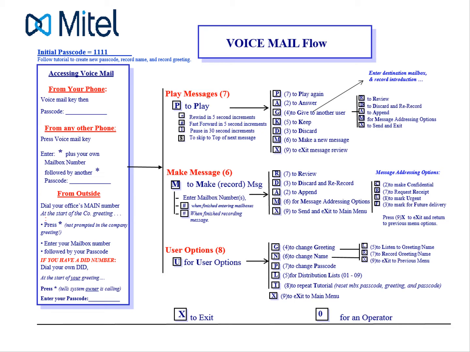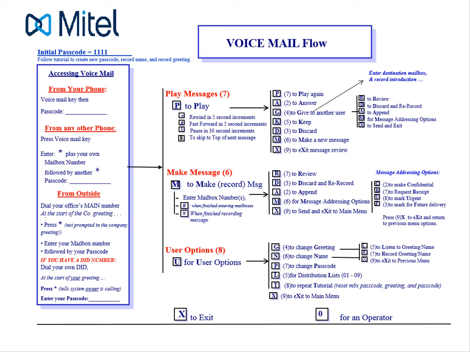From outside, if you call the main number, anytime you hear anything automated, you hit star, and then it's going to allow you to access your voicemail and walk you through it. Or if you have a direct dial number, some of you do and some of you don't, that rings right to your phone, you can call yourself. As soon as you hear your own voice, you hit star, and it asks for your passcode and you're in. So pretty easy.